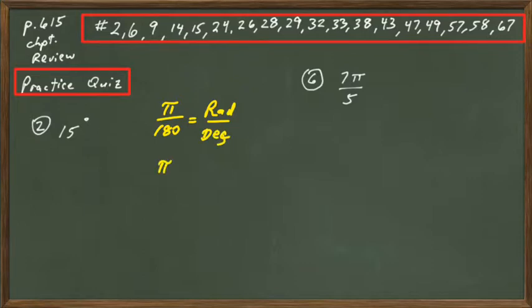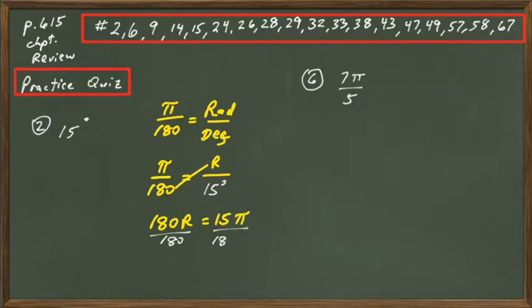Because you are given 15 degrees, the 15 is going to go where the degree goes on the bottom. So we're going to cross multiply. Get 180 times r equals 15 times pi. I'm going to divide by 180 to solve for r. And that's going to give me an answer of, okay, when we simplify this fraction, 15 goes into 15 one time, 15 goes into 180, I think 12 times. So I hope the answer is pi over 12.